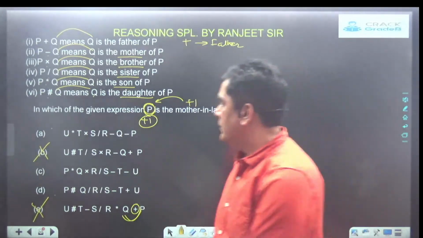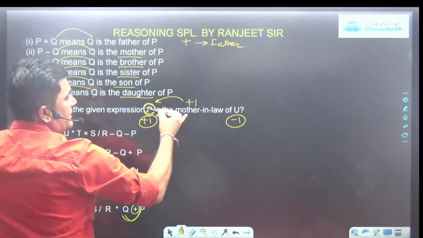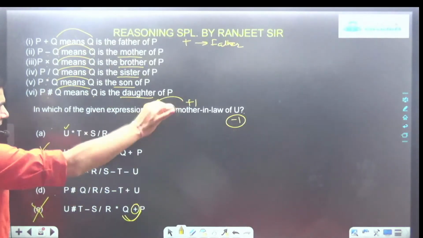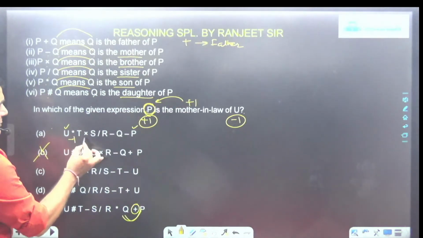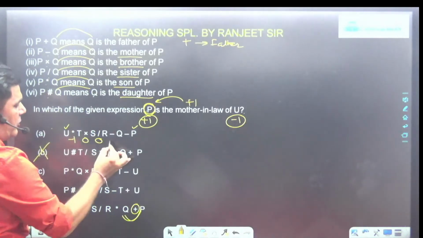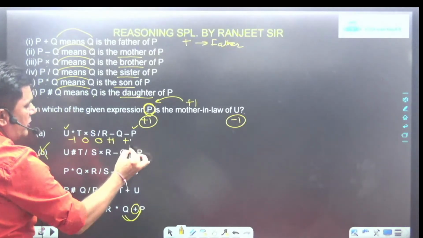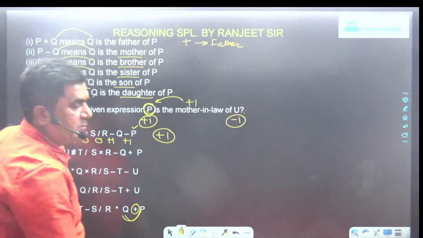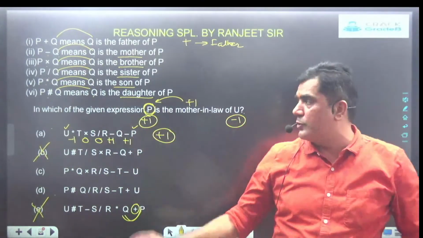Let's see now. Now let's start. Now here I have to find P and U. So U is over here, P is over here. Let's calculate the generation in between. Son means minus 1, brother means 0, sister means 0, mother means plus 1, and this is also plus 1. So the complete comes out to be plus 1. And here also I am looking for plus 1.